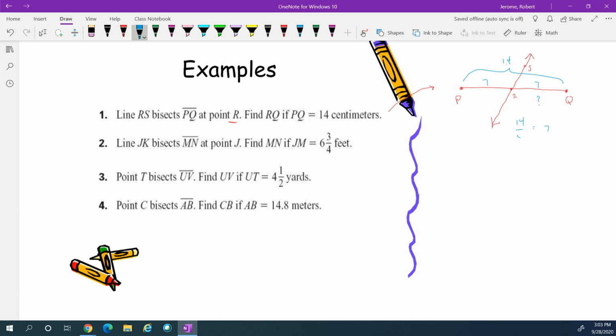Let's take a look at another one. Let's take a look at number 2. So number 2, let's bring that over here. JK bisects MN. So again, I need MN. So M, and those could be reversed. That doesn't matter. I need a line that bisects it. So I'm going to go right through the middle. So there's a line. It's called JK. And again, we bisected it at J. So we bisected it at that point called J. And then K is somewhere on there. And again, it doesn't matter where. It's just somewhere.